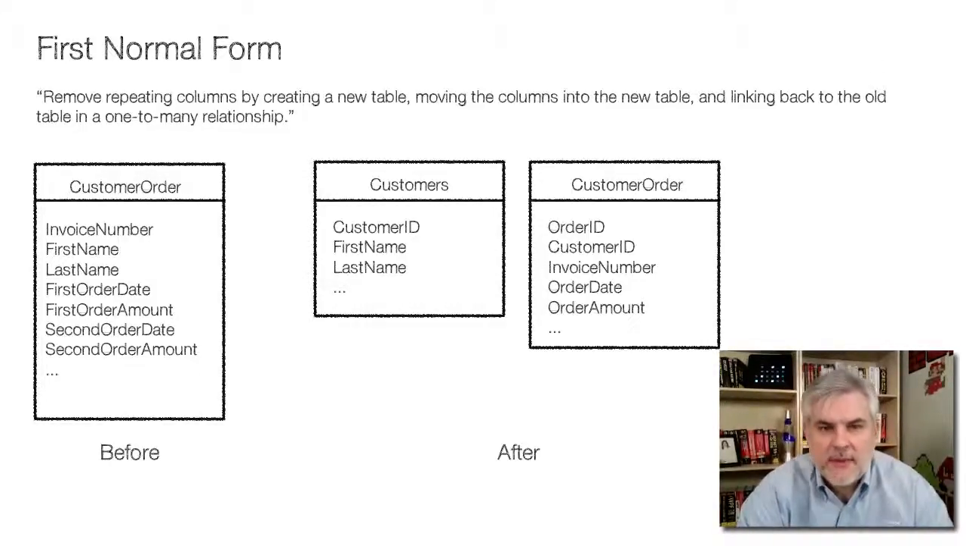Okay, so that makes sense, right? It doesn't make sense if one of your customers has 57 orders. You don't want to just keep adding fields to the end of your table. It makes more sense to split those up into 2 tables, right? Okay, so that's first normal form.